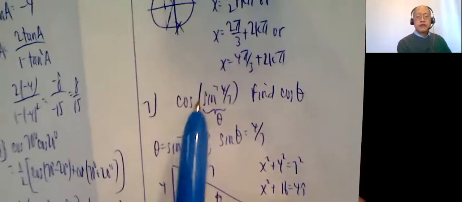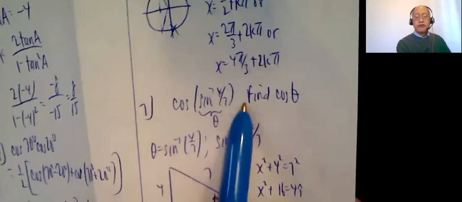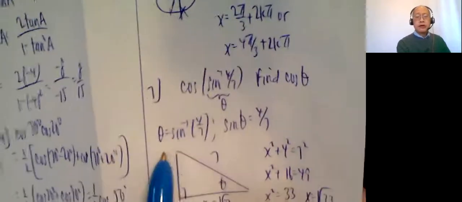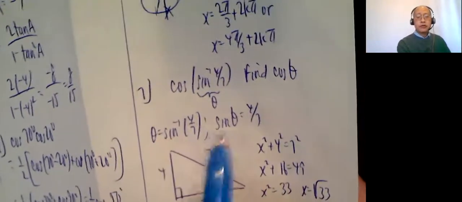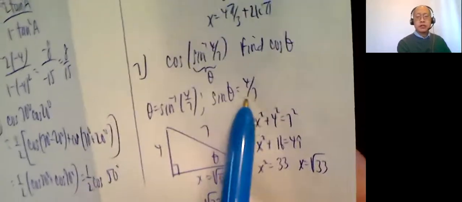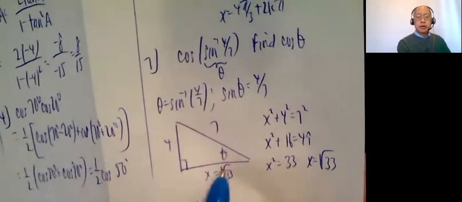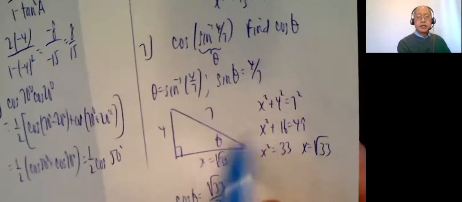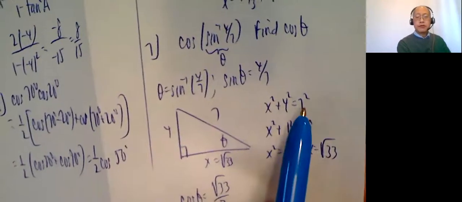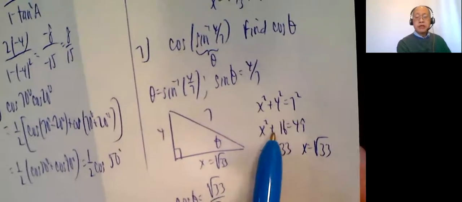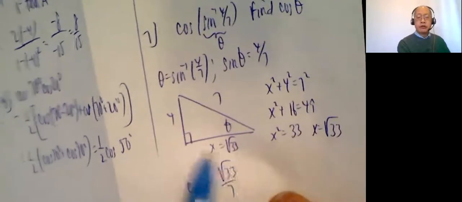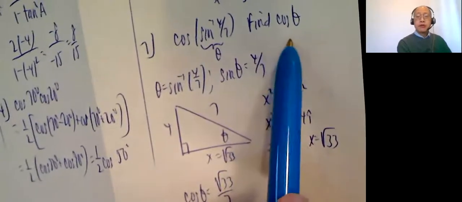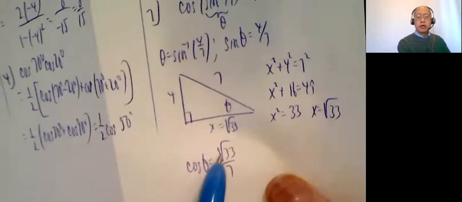Number 7, cosine of inverse sine of 4/7. Find cosine of theta. Call that theta. Theta is inverse sine of 4/7, which means sine of theta is 4/7. Draw myself a triangle. Sine is opposite over hypotenuse. Call that x. X squared plus 4 squared is 7 squared. X squared plus 16 is 49. Subtract 16. X squared is 33, so x is radical 33. Cosine of theta, adjacent over hypotenuse, is radical 33 over 7.